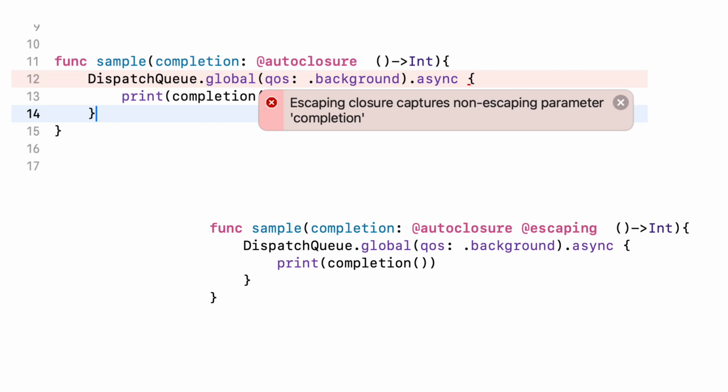In the example, if you see, we have a compilation error that is thrown while capturing a non-escaping parameter. We can fix this by marking the completion parameter as @escaping along with @autoclosure.